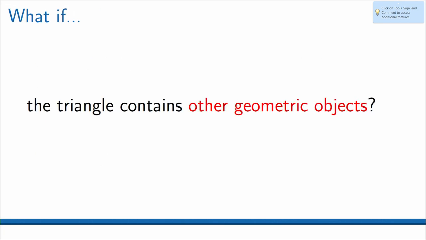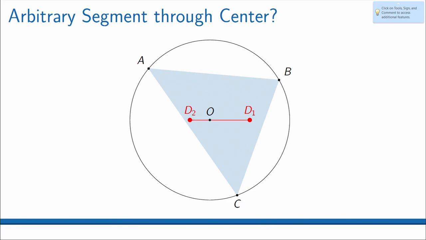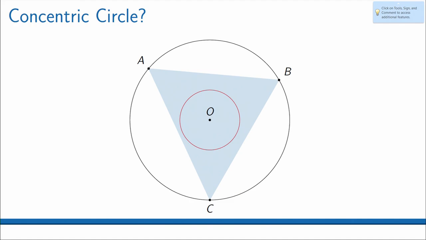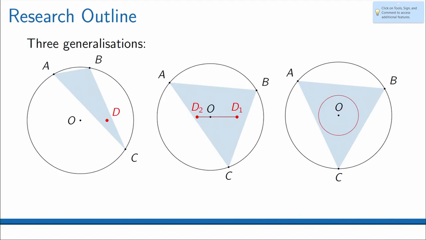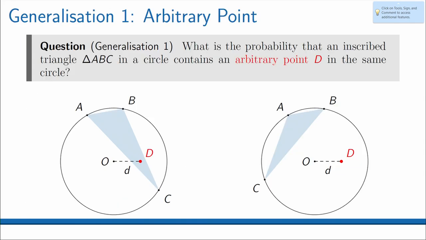And we ask, what if the triangle contains other geometric objects? For example, an arbitrary point, an arbitrary segment through the center, or a concentric circle. And so our paper will be divided into these 3 generalizations, and we'll also propose an open problem at the end. We'll first move on to the first generalization, which considers an arbitrary point.